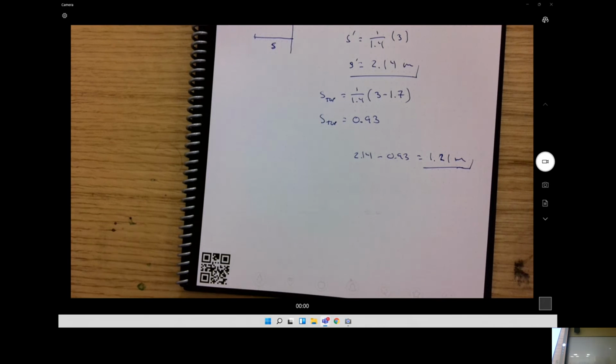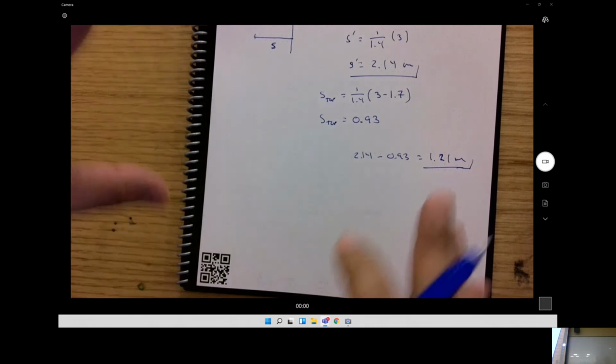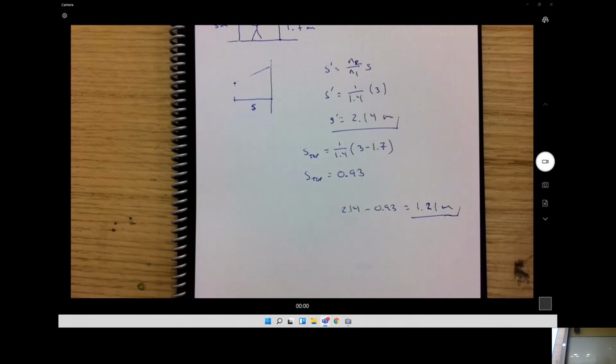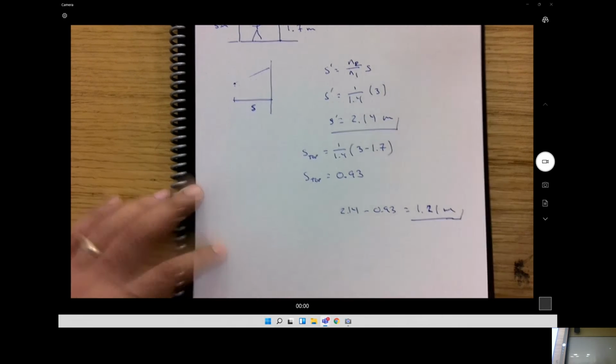Okay, so let's do a couple more problems, not necessarily involving this refraction, but just talking about what we've been talking about for the last, from Monday and Wednesday, okay?